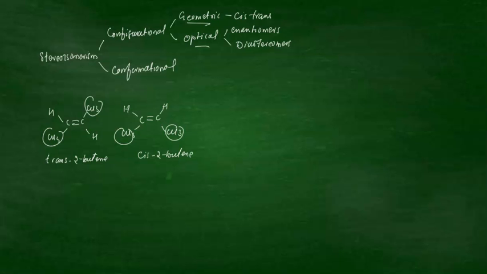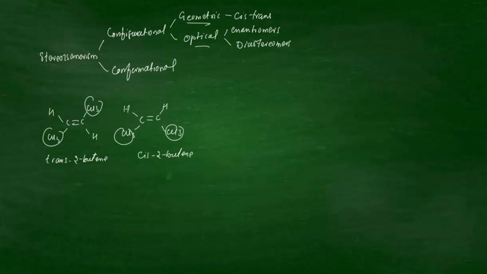So both are examples of geometric isomers which are formed across the double bond, in which each carbon of the double bond has at least two different groups. Such type of geometric isomerism is also known as cis-trans isomerism. As far as optical isomerism is concerned, when we are talking about stereoisomerism, the connectivity is the same, but the orientation is different in three-dimensional space.